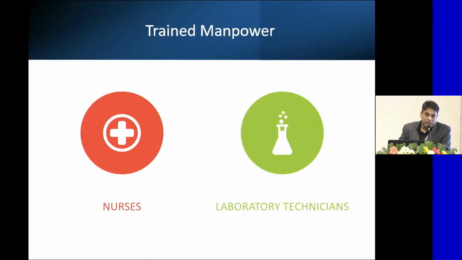Then comes the trained manpower. Do we have skilled manpower, or has the government trained skilled manpower for newborn screening? There is one system to train the nurses. For the midwife nurses, our government has started a curriculum which includes newborn blood sampling, dry blood sample techniques. So they have been trained for that. Currently we have some manpower to collect the dry blood samples.